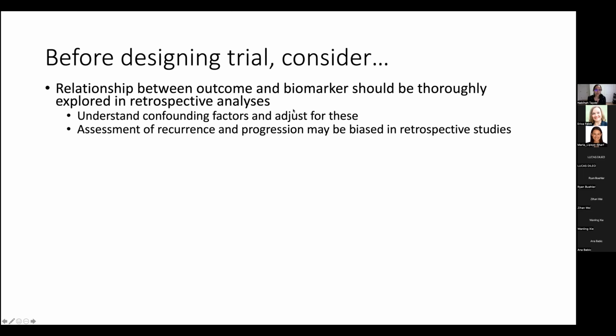The relationship between the outcome and the biomarkers needs to be thoroughly explored in a retrospective analysis before you design a prospective trial. Like I said before with early detection, the same principles apply. You want to thoroughly understand your biomarker and the confounding factors in order to design the correct study. So you don't want to go straight to a prospective clinical trial. You want to do a thorough evaluation of your biomarker in retrospective analyses so you fully understand it before you plan your prospective clinical trial.